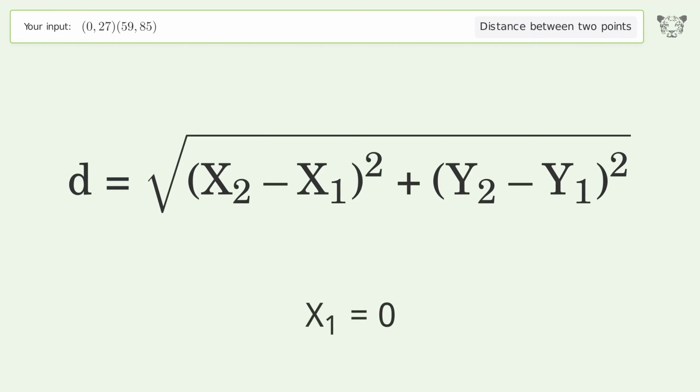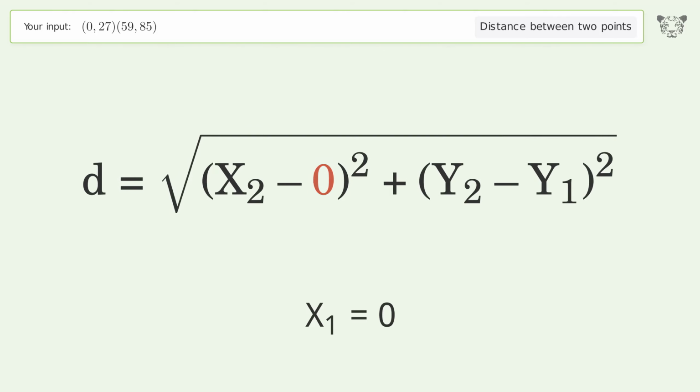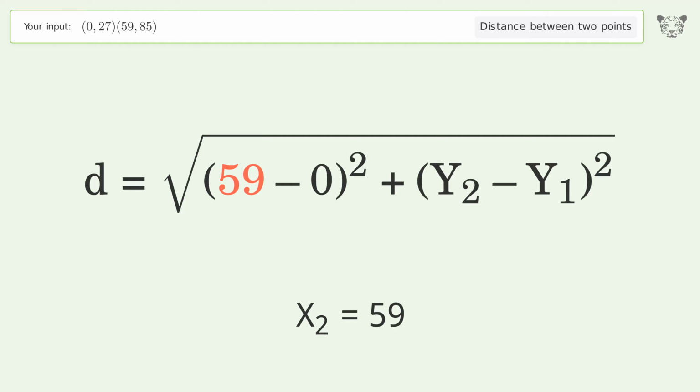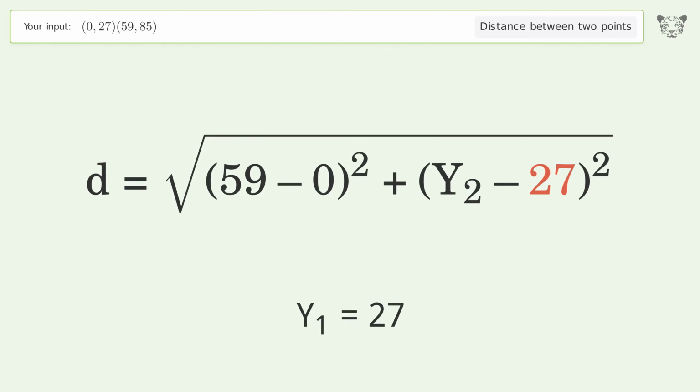x1 equals 0. x2 equals 59. y1 equals 27. y2 equals 85.